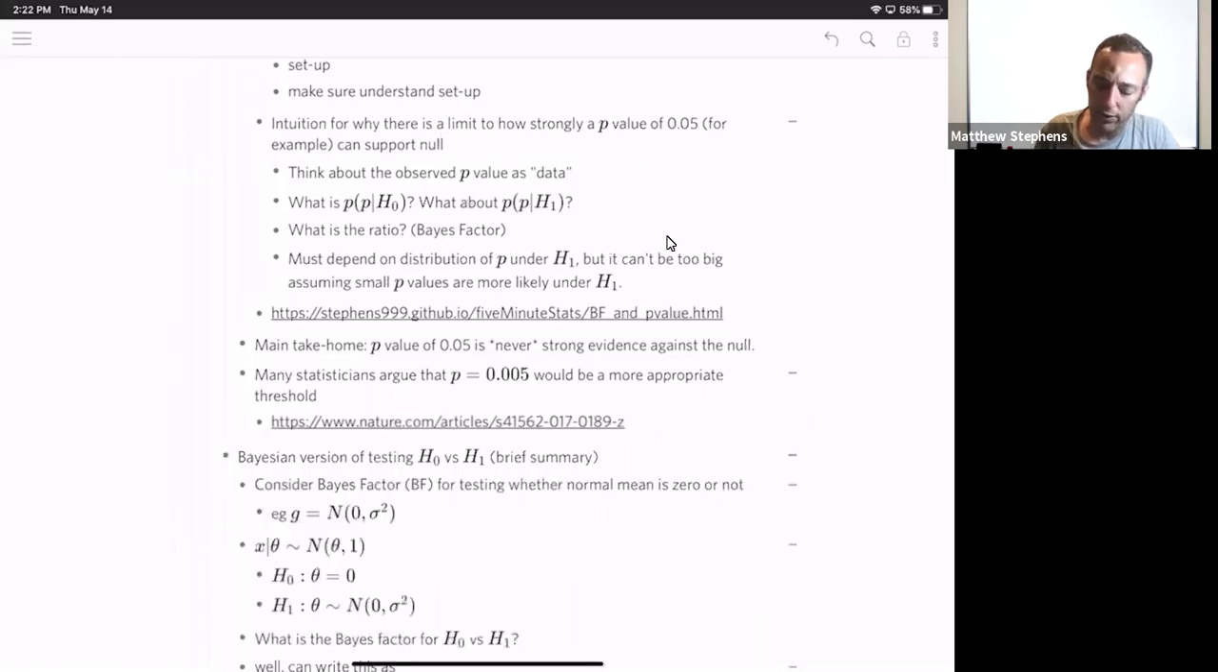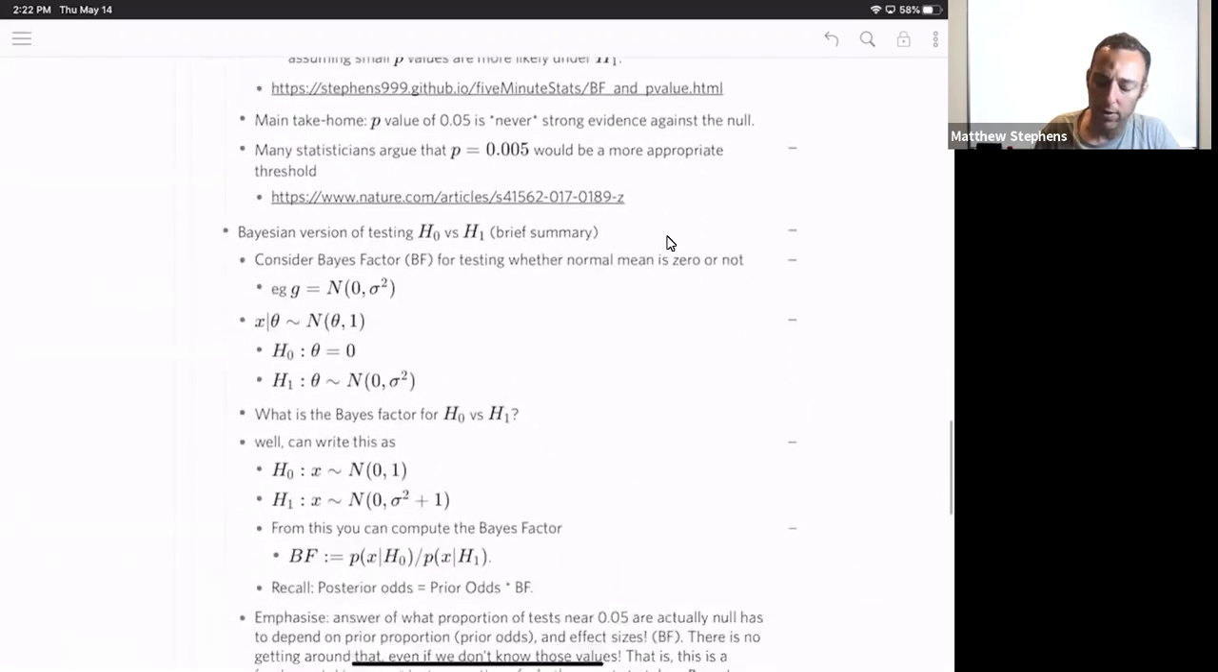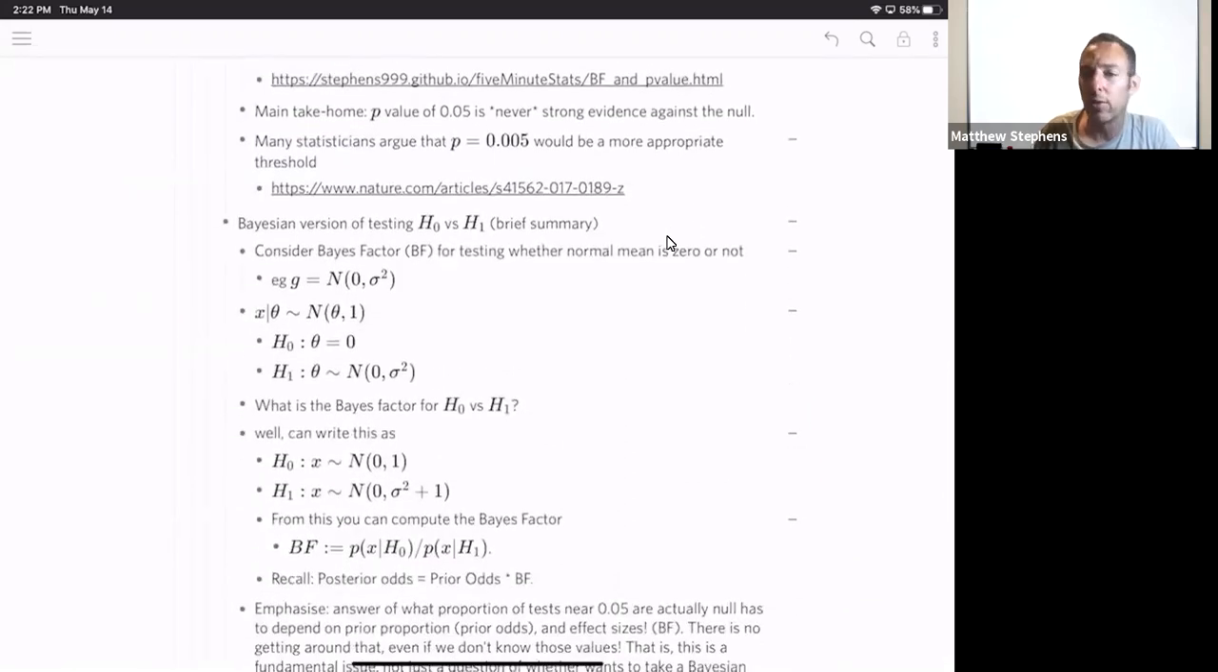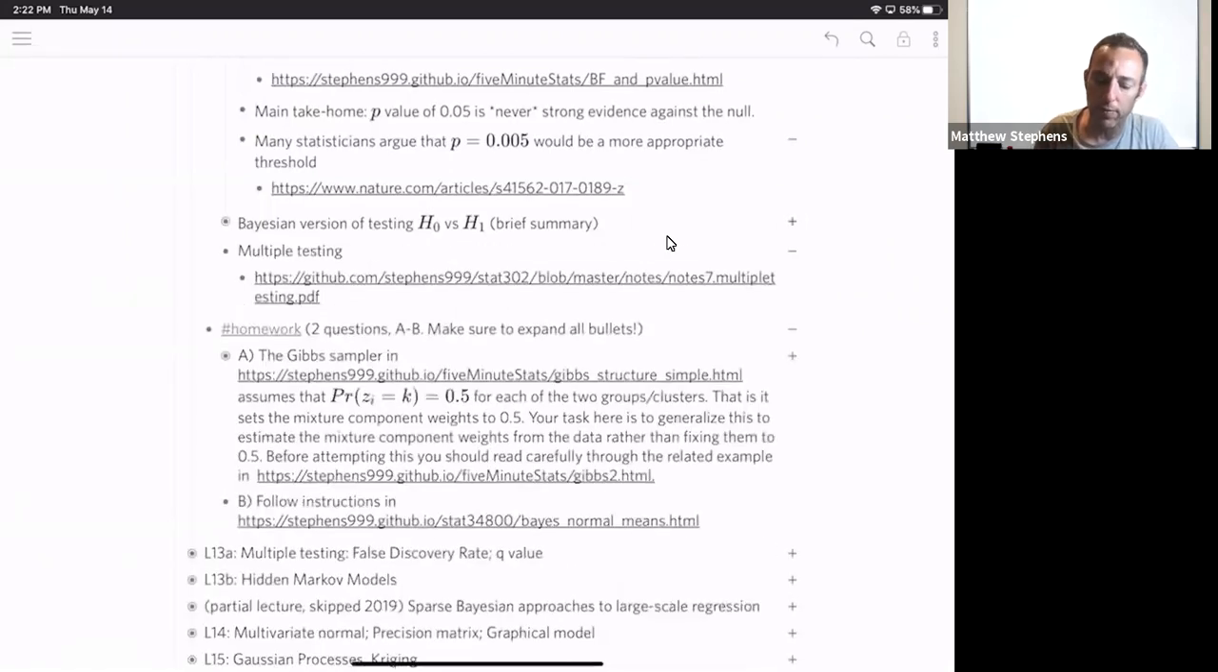And this Bayesian version of the testing here is just some notes on it. It just duplicates that vignette I've just shown you, so you can probably ignore those. Maybe I should remove those. Okay, so that's that for now.